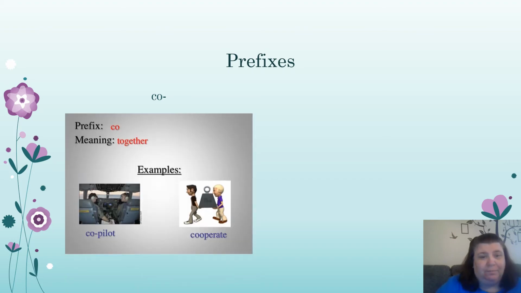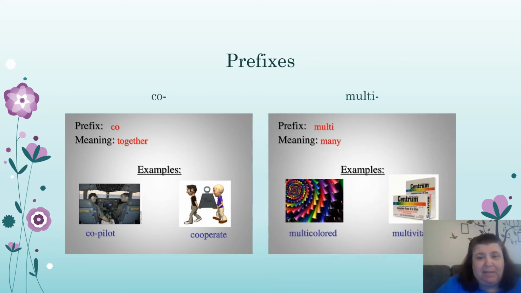Co means together. So you have a co-pilot. So they are a pilot that works together. We have operate, and then we have cooperate, which means to work together or operate together. Multi, which means many. We have multicolored, which means many colored. Then we have a multivitamin, which means many types of vitamins.